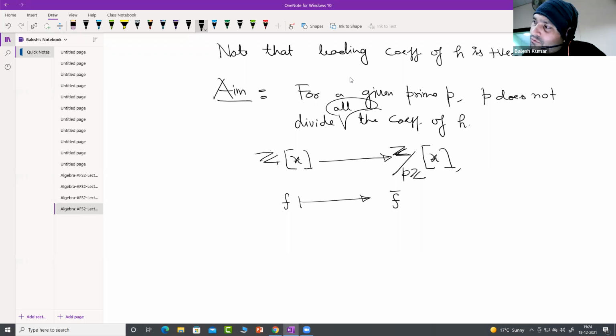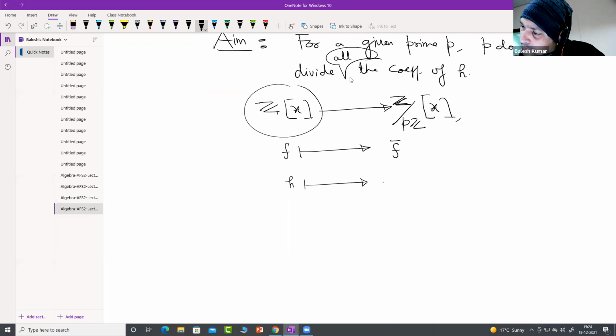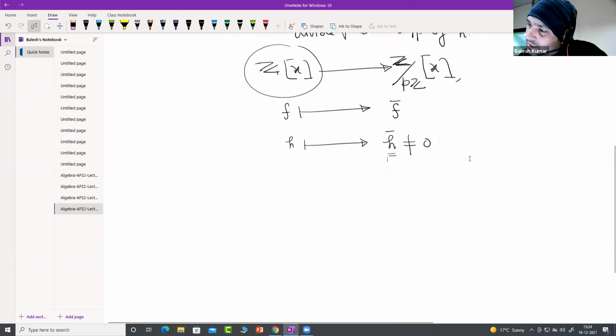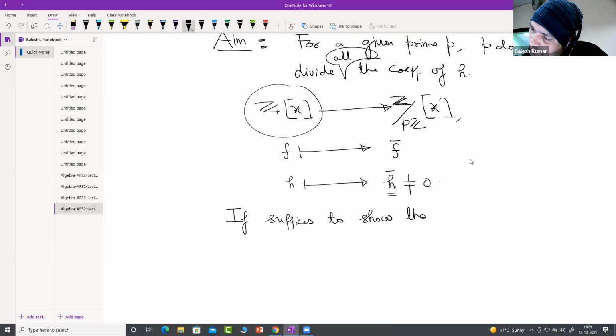In this language, what we need to show is that h bar, the image of h, where h is a polynomial here, should not be equal to 0. Then we will know that at least some of the coefficients of h is not divisible by p. So this is the reduction step. Therefore it suffices to show that the image of this substitution, h bar, is not equal to 0.